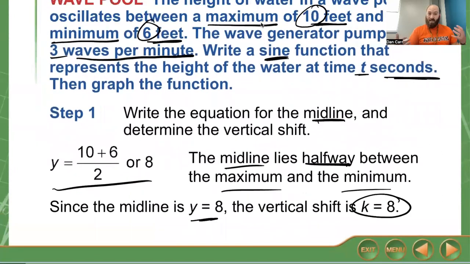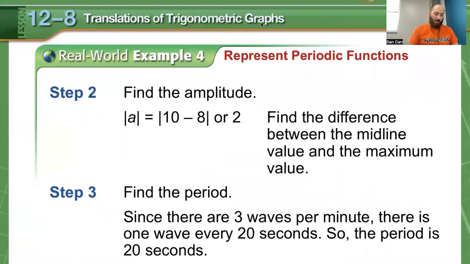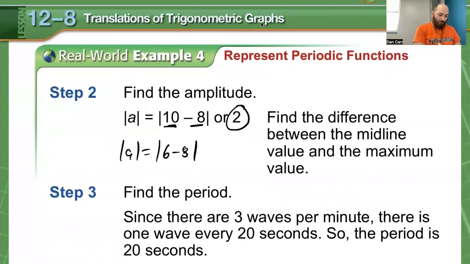The next thing we talked about was that amplitude. To help us with that, we're just going to take the maximum minus my midline. Okay, doesn't matter if I do 10 minus 8 or 8 minus 6 or 6 minus 8 technically, but bottom line is we get 2 for the amplitude. What is the distance from the midline up to the maximum or down to the minimum? Okay, so it also works if I did the absolute value of 6 minus 8, and that would have gotten me also to 2.